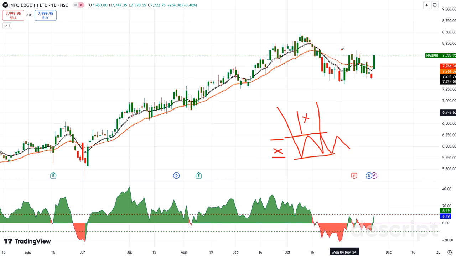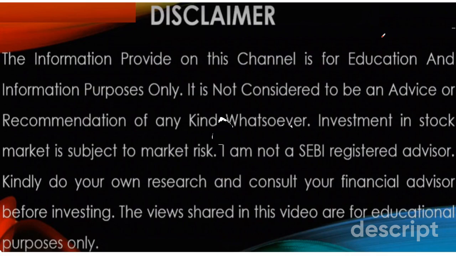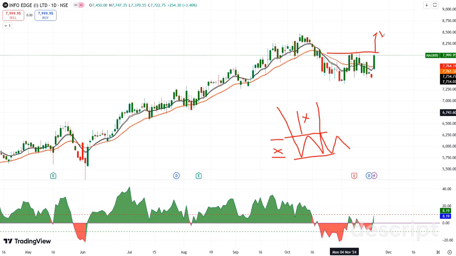So if the stock sustains and closes above this, then we have a trade. The risk and reward ratio is not so great. It's 1:1. So these are the stocks which we'll be taking a close look at tomorrow, 24th November. And let's see how it works.